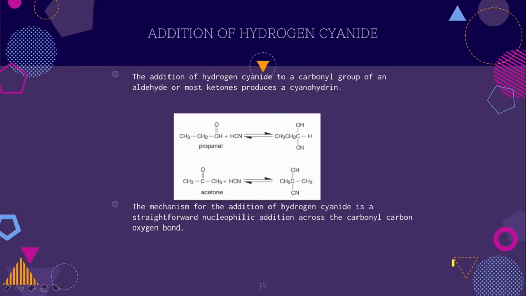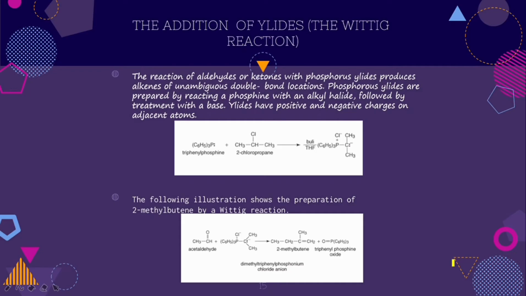The mechanism for the addition of hydrogen cyanide is a straightforward nucleophilic addition across the carbonyl carbon-oxygen double bond. The addition of ylides, or the Wittig reaction. The reaction of aldehydes or ketones with phosphorus ylides produces alkenes of unambiguous double bond locations.